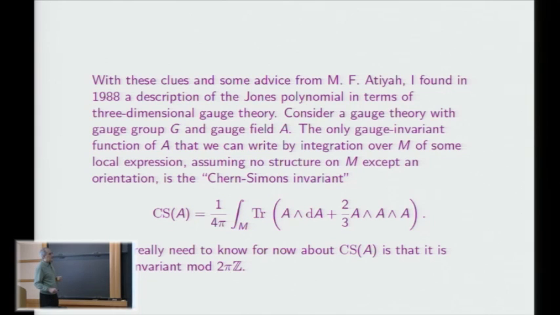So what is a gauge invariant function of a connection that we can write by integrating a local expression on a three-manifold that has only an orientation? Well, there's only one candidate, which is the Chern-Simons function, which I define this way. This isn't the most general definition, but if our bundle is trivial, so that the connection can be represented by a one form valued in the adjoint representation, then the Chern-Simons invariant is given by this simple integral.